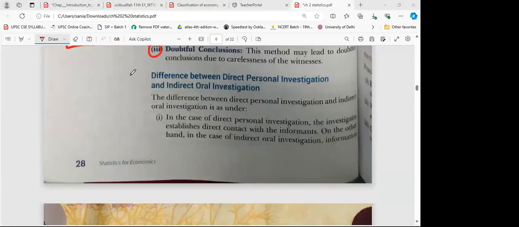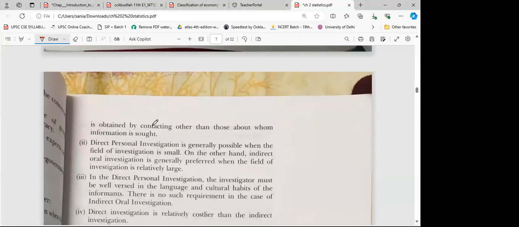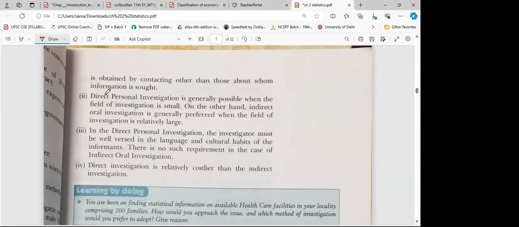Now, of course, there are some differences. You will not write it, just highlight it. Difference between the direct personal investigation and indirect. In case of direct personal, the investigator establishes direct contact with the informant. On the other hand, in case of indirect, information is obtained by contacting a person other than the informant. So I think you can write the difference on your own. Yes, ma'am. I have already written it in my notebook, I guess, the school one.